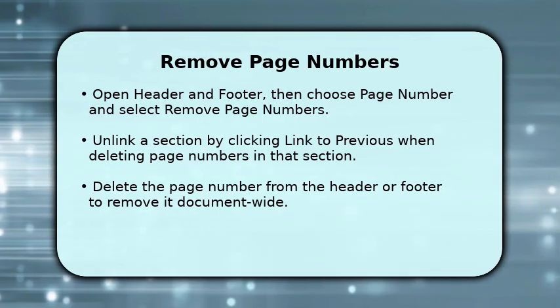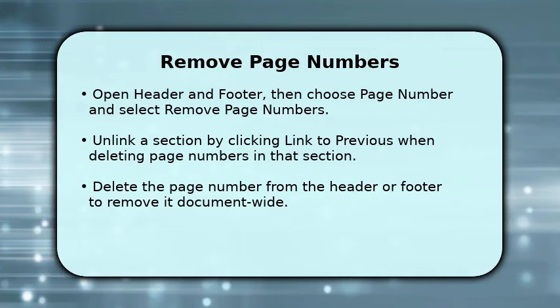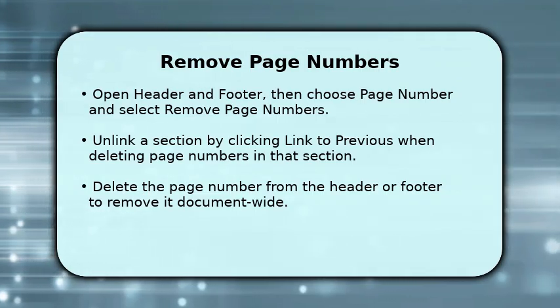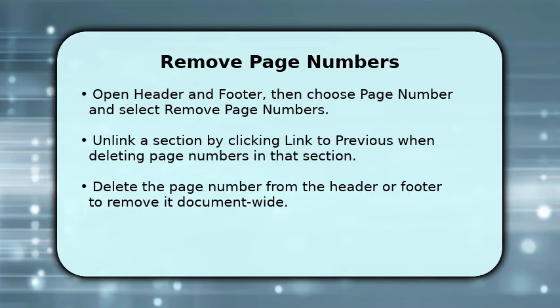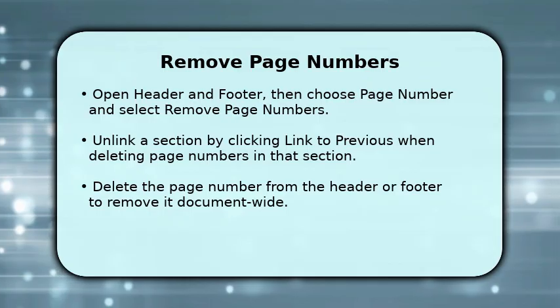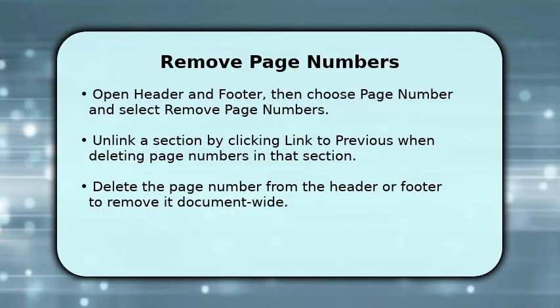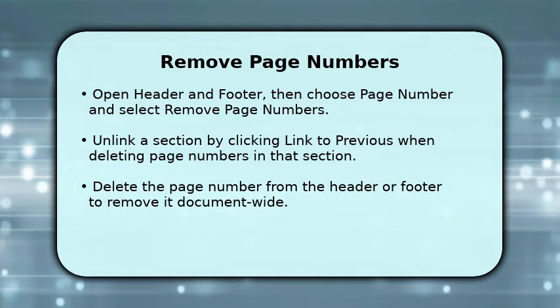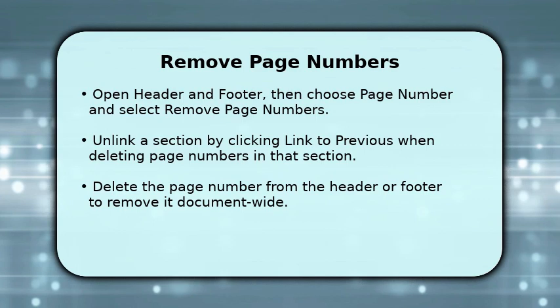If page numbers differ by section, navigate to the target section and click Link to Previous to unlink headers. Then delete the visible page number from the header or footer in that section. Finally, close header and footer view to return to normal editing and confirm all unwanted numbers are gone.